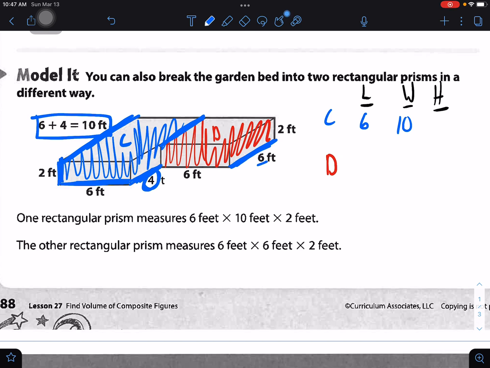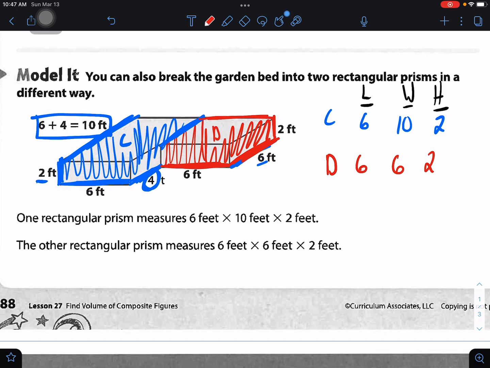Notice no matter which way we cut our shape, which dimension stayed the same? The height. The height is still 2. No matter which way we cut it, the height does not change. All right, let's look at shape D. I can see this time my length of D, since I cut it vertically, is only 6. I can see my width, which we already figured out, is also 6. And then my height is 2. The height does not change.